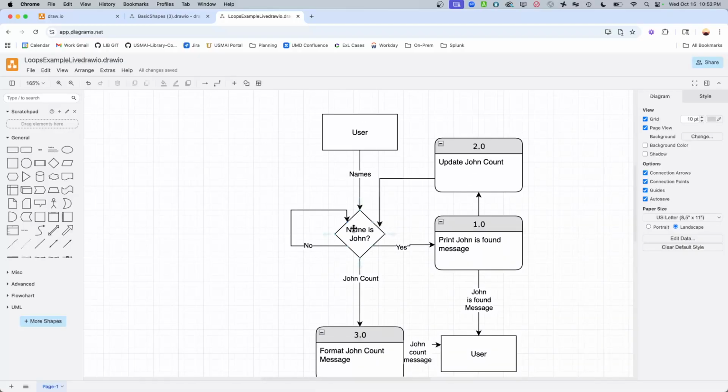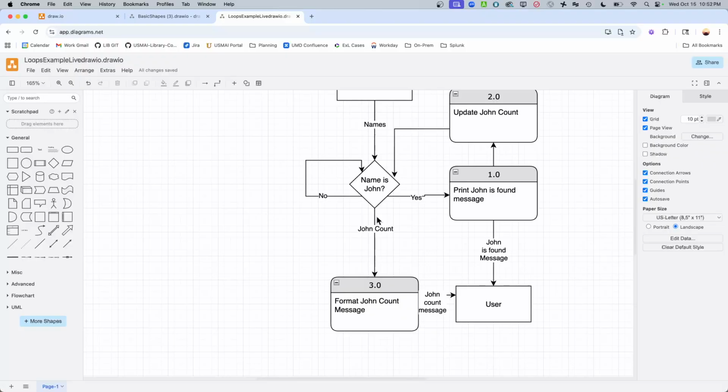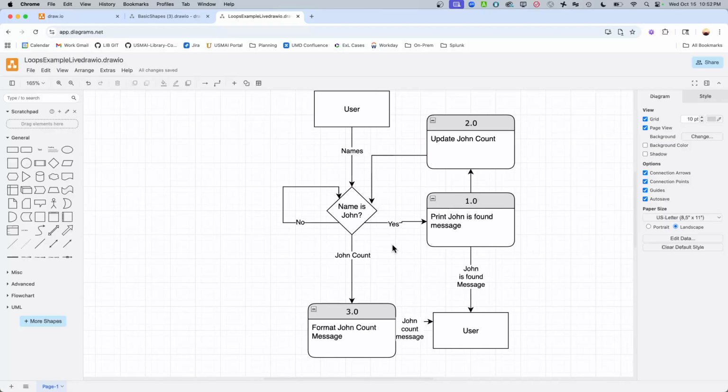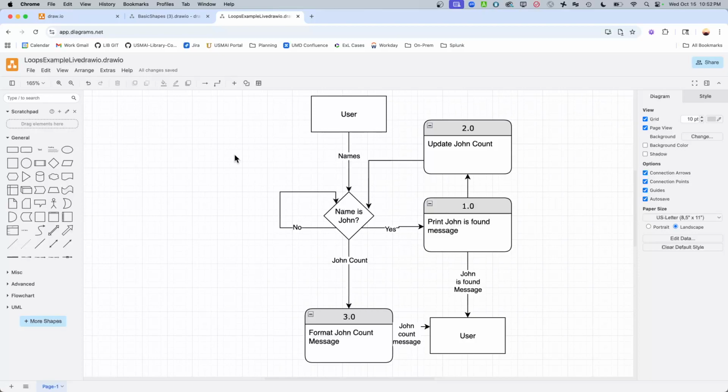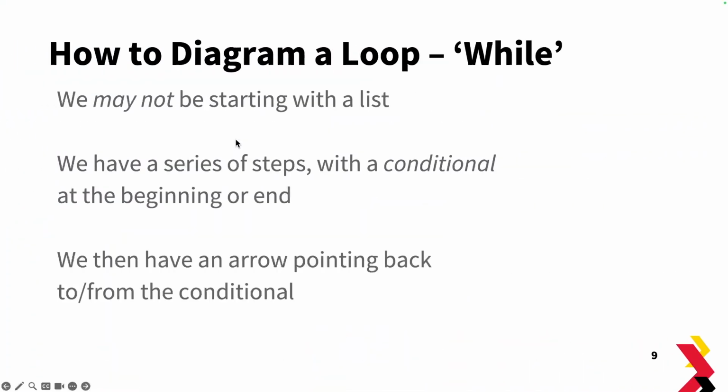We have basically this triangle is everything in the for loop. And then once the for loop is done, we can just say basically the main output of this whole for loop process, which is the number of times John was found. Excellent. We'll go back to our lecture here.